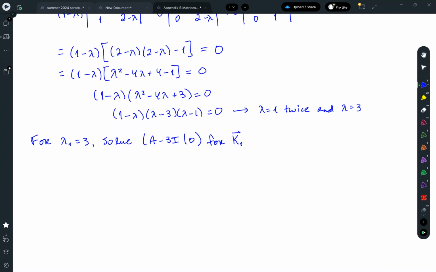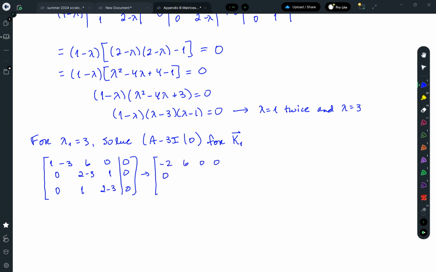Okay, so I have this written down, so I'll just write it down here. So we're solving this matrix. We have A minus 3I, which will give us 1 minus 3, 6, 0, and then it's set equal to 0. Second row, 0, 2 minus 3, 1, 0. Third row, 0, 1, 2 minus 3, 0. Put the equal bar in. Okay, now let's rewrite this so it looks better. Take care of those subtractions. We have minus 2, 6, 0, 0. We have 0, minus 1, 1, 0. And we have 0, 1, minus 1, 0.